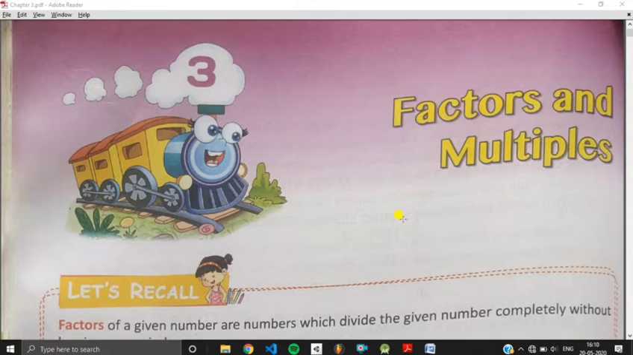Before starting factors and multiples, we will be focusing on our last topic, that is multiplication and division. The multiplication and division part are related to it only. So let us recall factors.